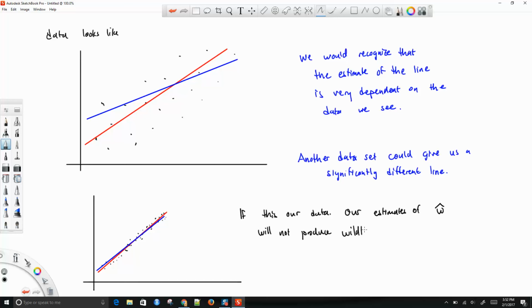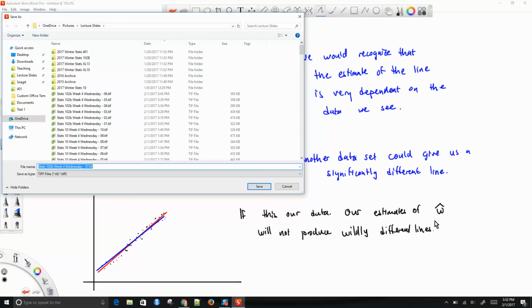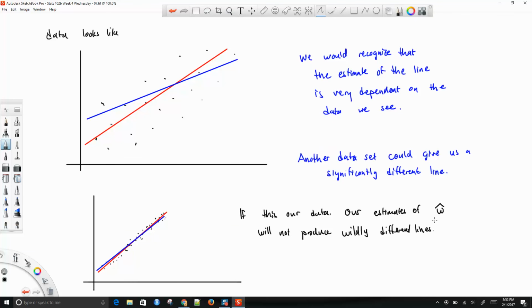Okay, so that's kind of the conceptual idea. We'll explore this a little bit more on Friday. But this is kind of where we're headed. Okay, so we'll end there for today, and I'll see you guys on Friday.